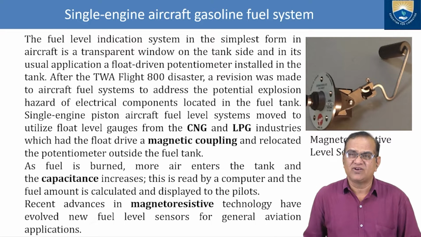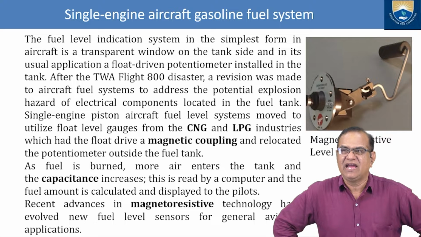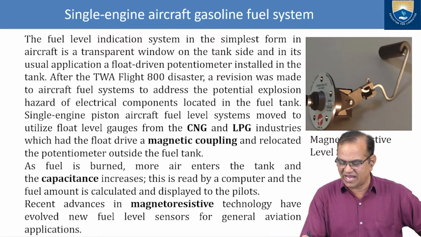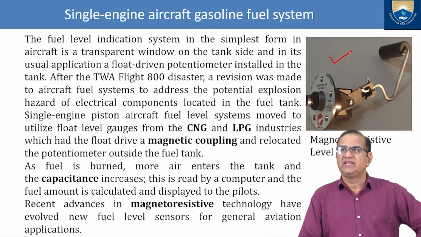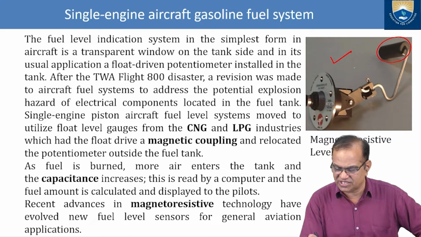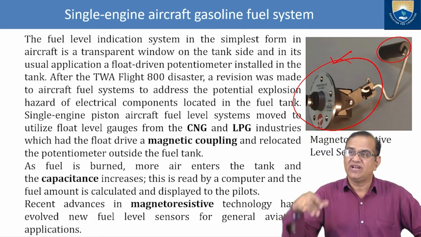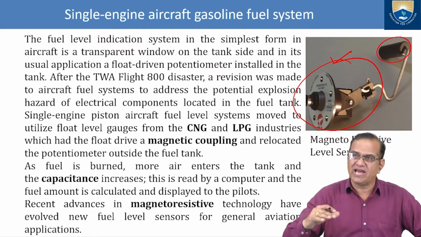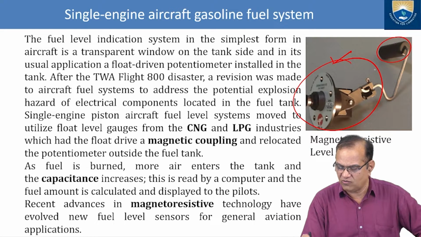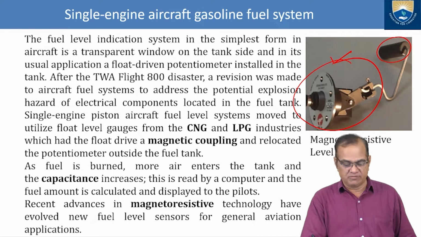From that onwards, another system was used, in which there is a magnetic coupling. You can see it here in the diagram. In this, the float is inside the tank, and this system is outside. As the fuel goes up or down as per the burning of the fuel, this lever will go up and down, and outside the magnetic resistance will change and it will deflect in the meter.